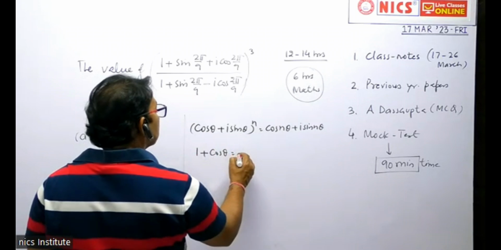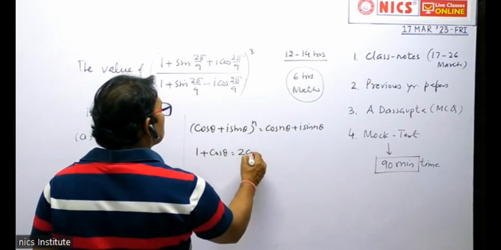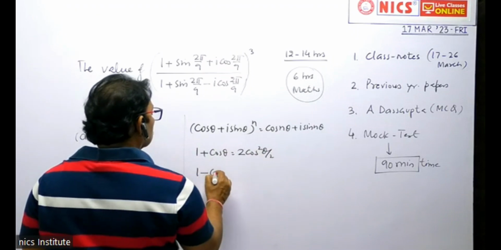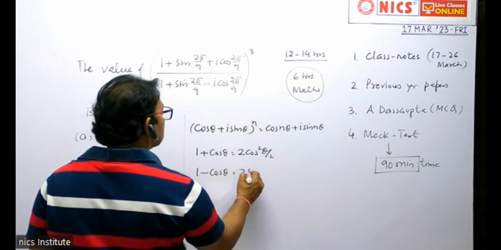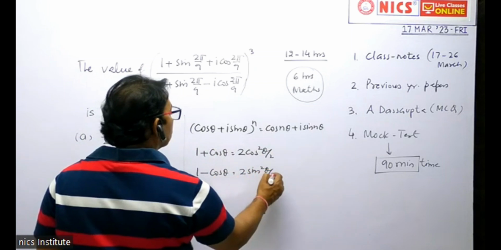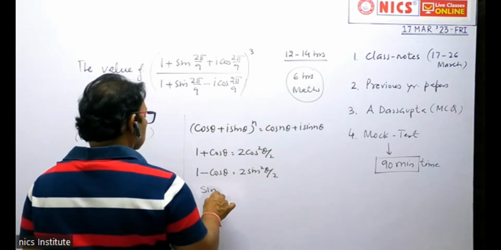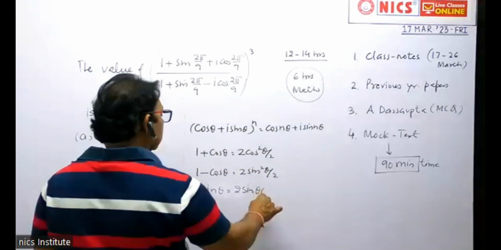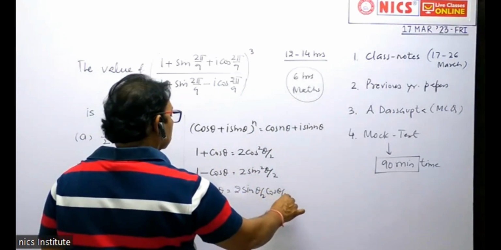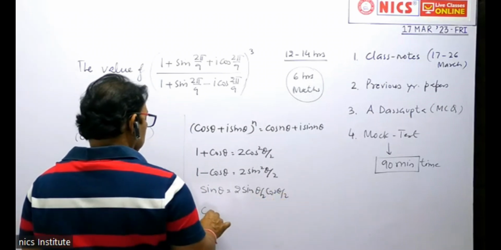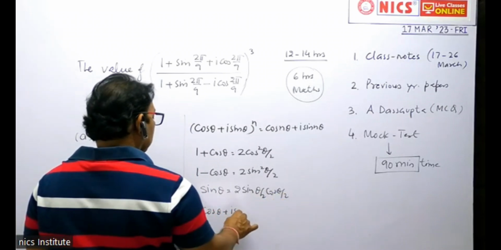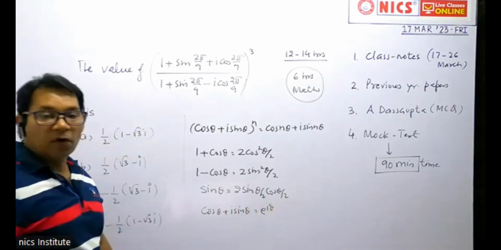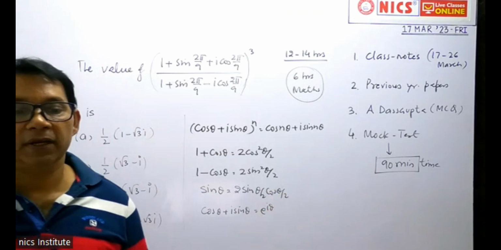1 plus cos theta is 2 cos square theta by 2. 1 minus cos theta is 2 sin square theta by 2. Sin theta is 2 sin theta by 2 cos theta by 2. Also, cos theta plus iota sin theta is e to the power iota theta, Euler formula. All these you can use.